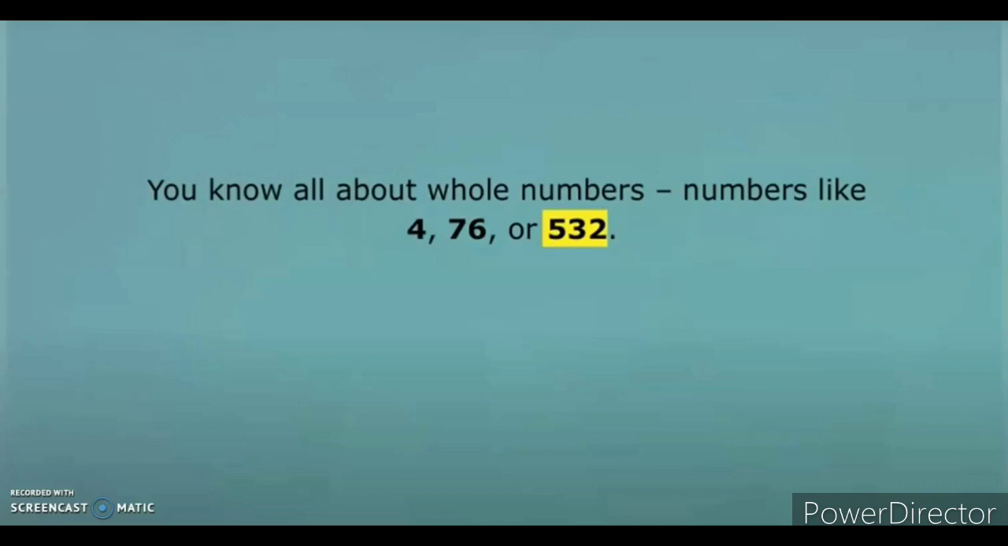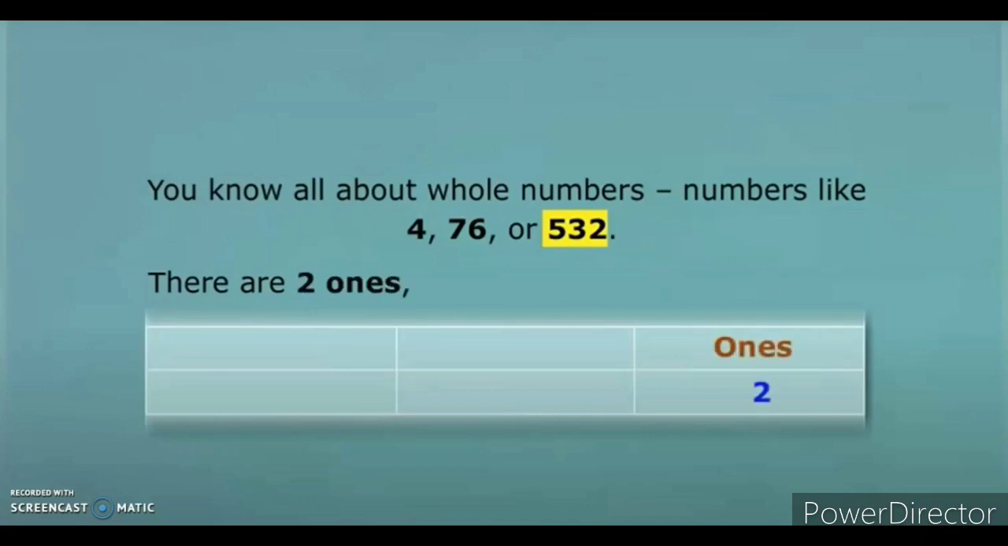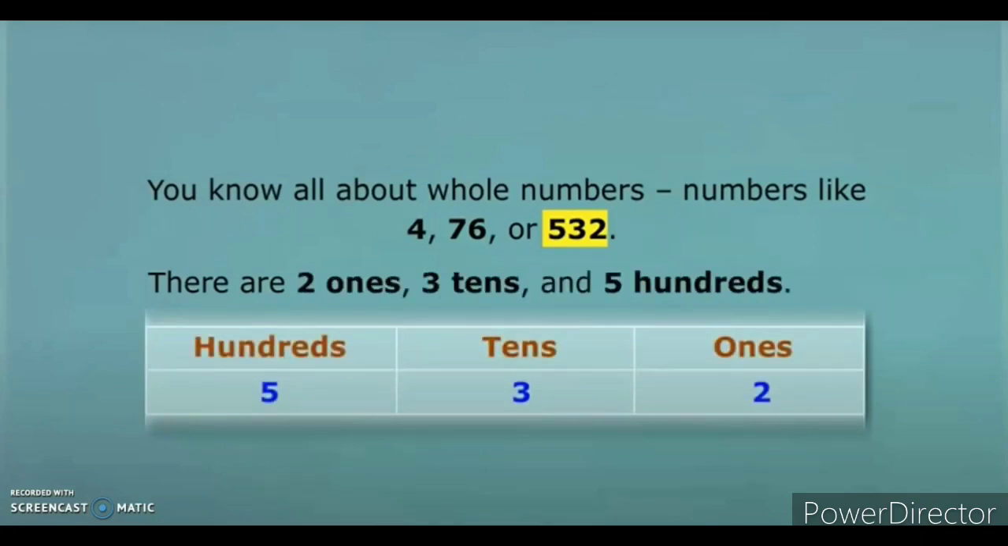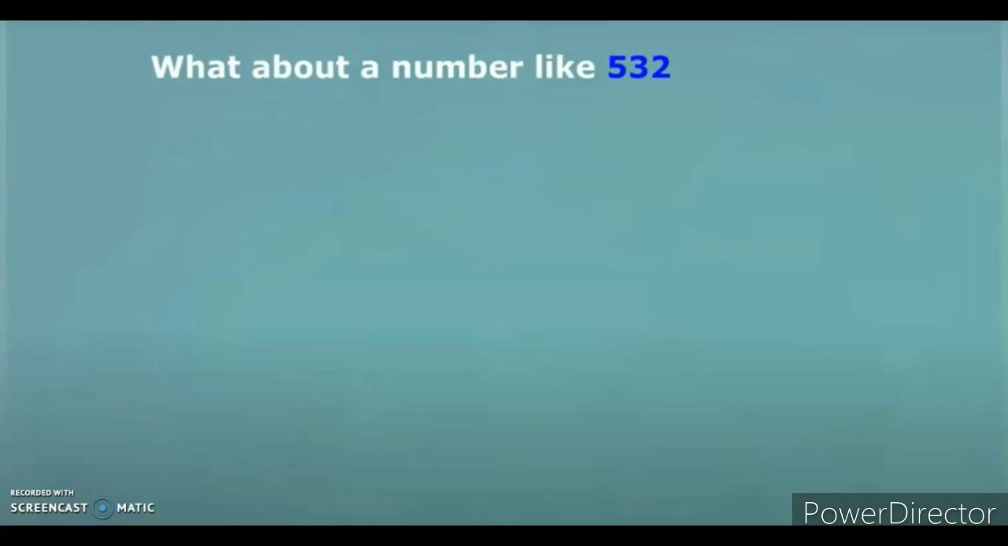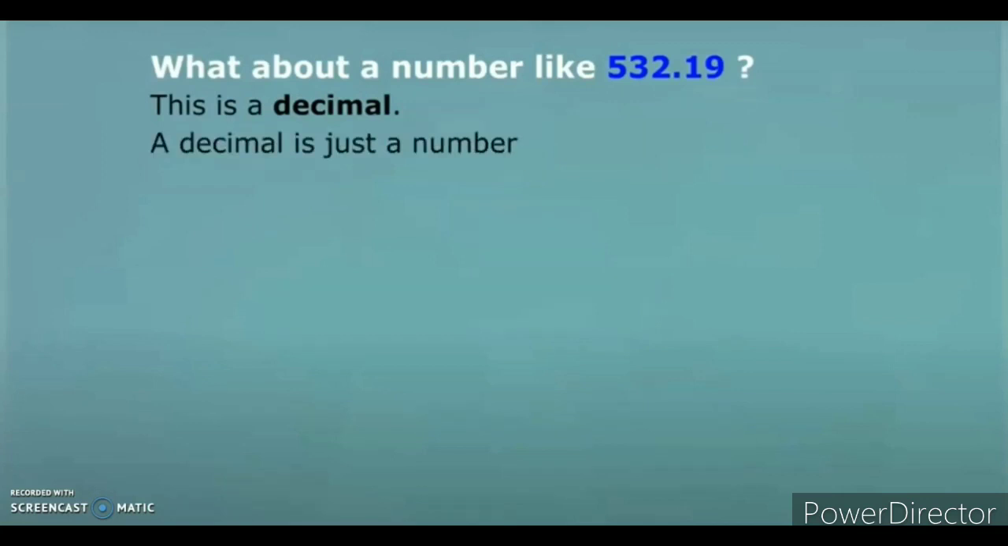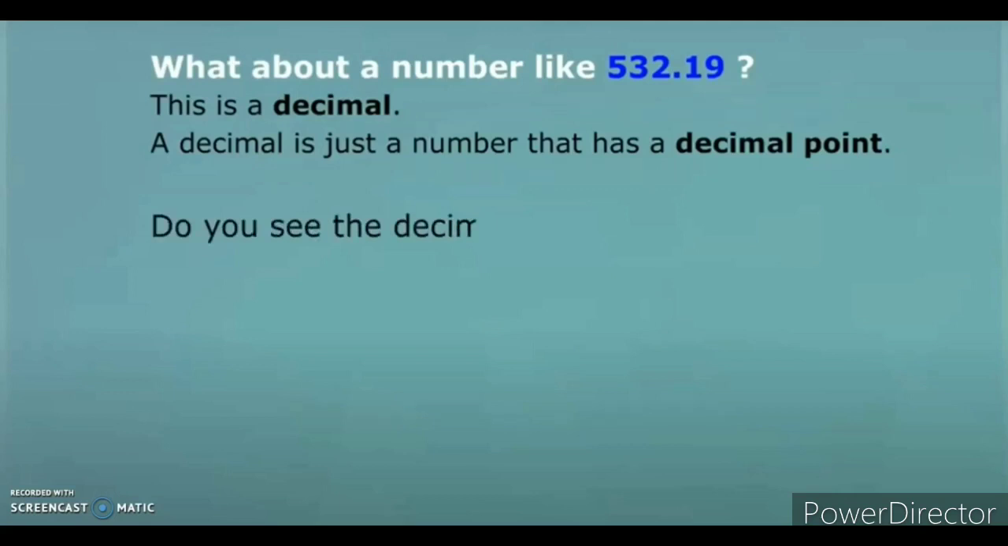In 532, children, there are 2 ones, 3 tens, as well as 5 hundreds. All of you know about these concepts. But children, what about a number like 532.19? This is a decimal. A decimal is just a number that has a decimal point.